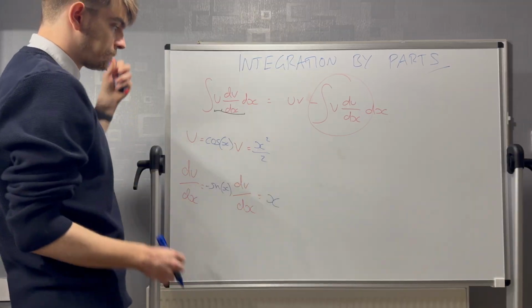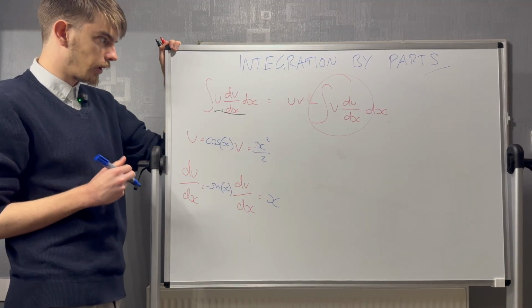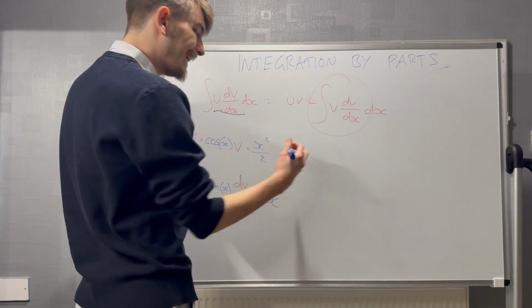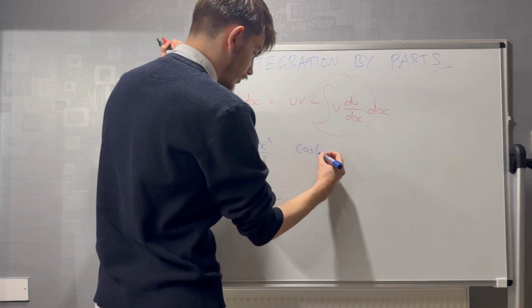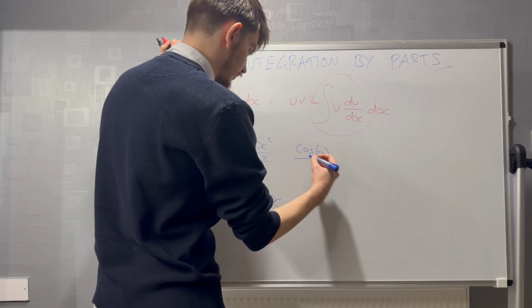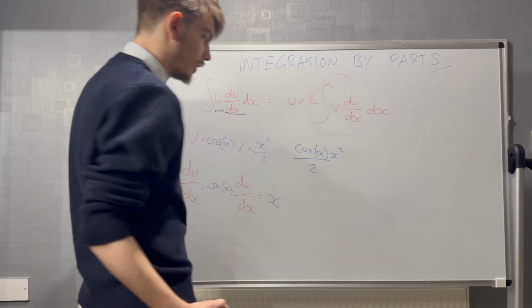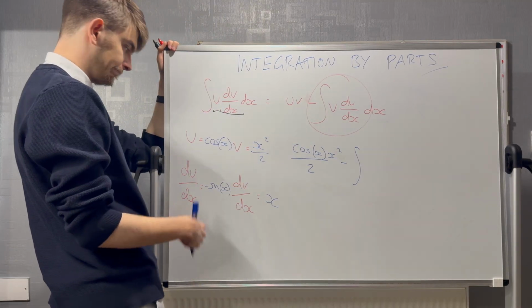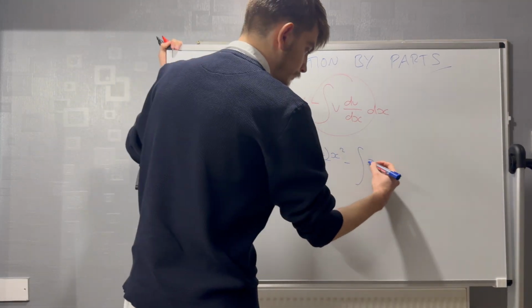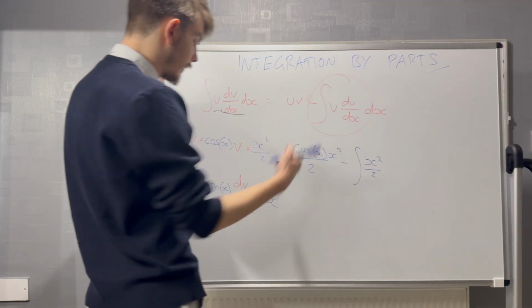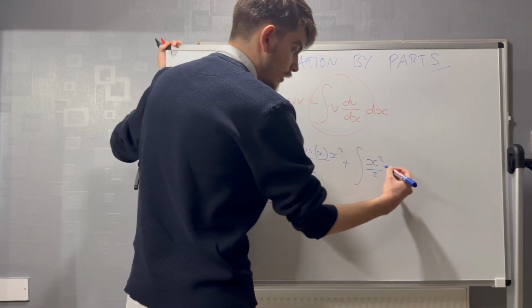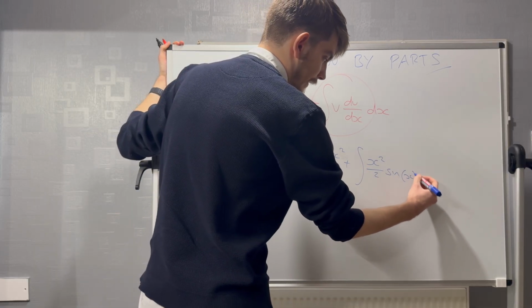Okay, right, let's put it all into the formula. So uv, well, cos x times x squared over 2. It's already looking a bit more messy, but you know, that's not necessarily a bad thing. Minus the integral of v, that's x squared over 2, times by du by dx, which is minus sine x. So I'm going to bring the minus out, and I get this.